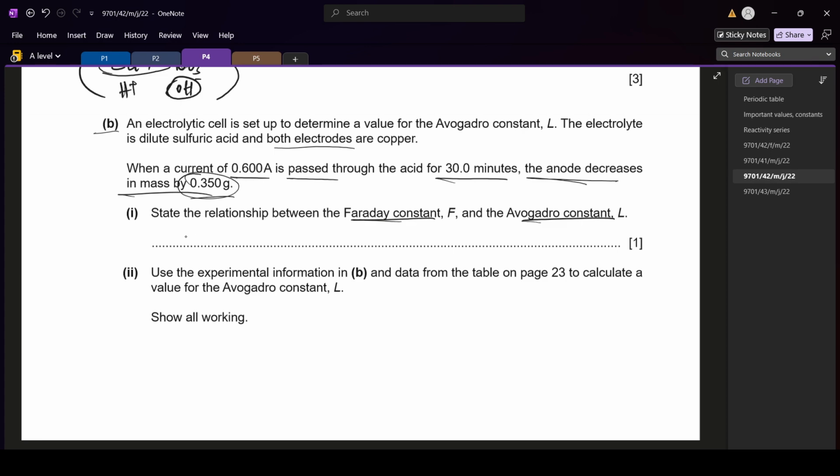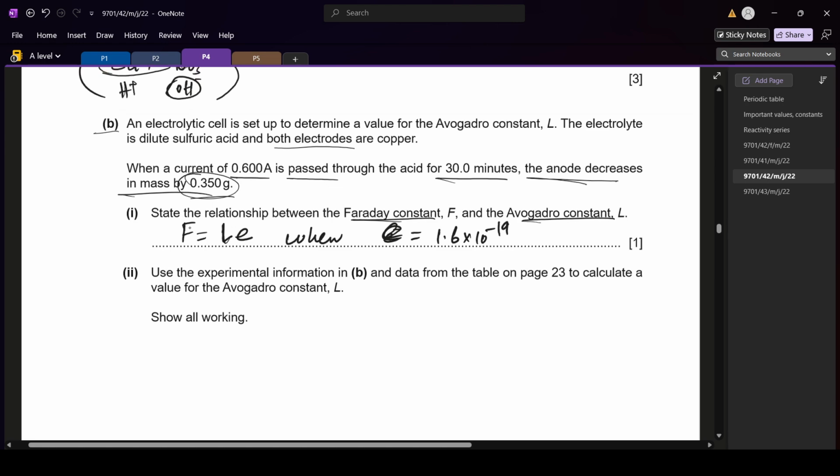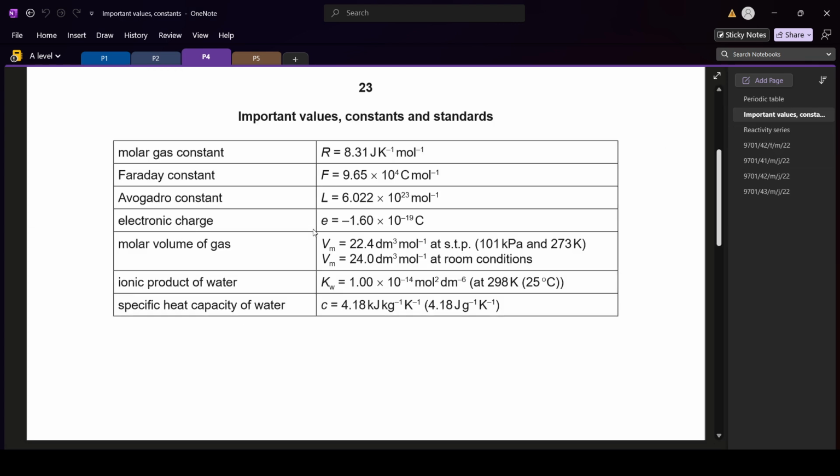So the relation is F equals L times e, where e is the charge on one electron, 1.6 times 10 to the power minus 19. This is the formula for Faraday's constant. You have to remember this. And from the important values you can also get the value of e, which is the electronic charge.